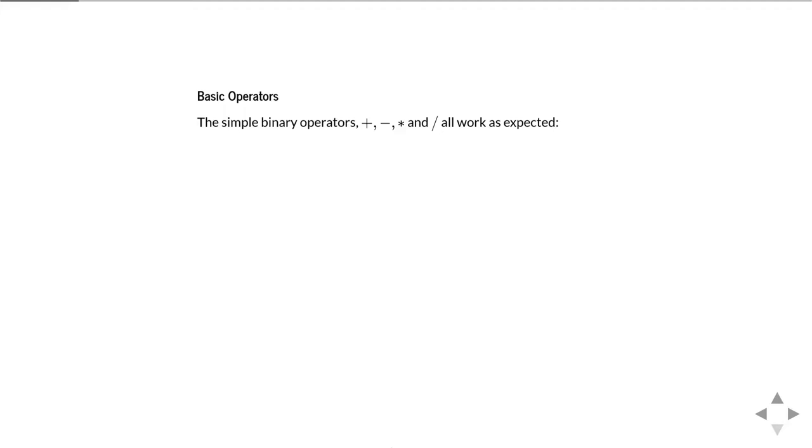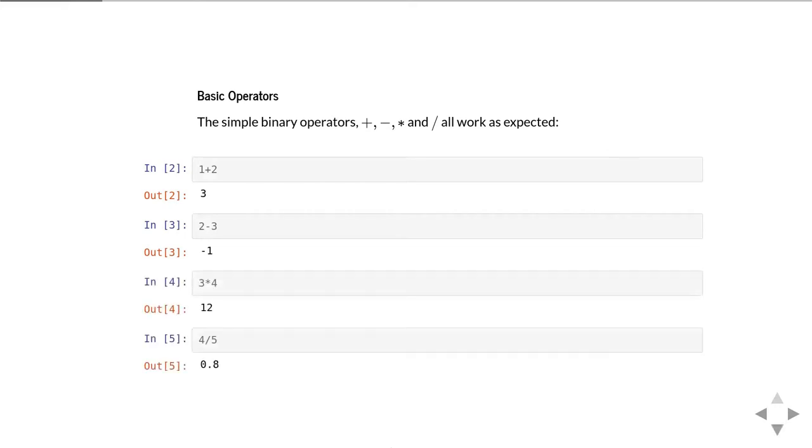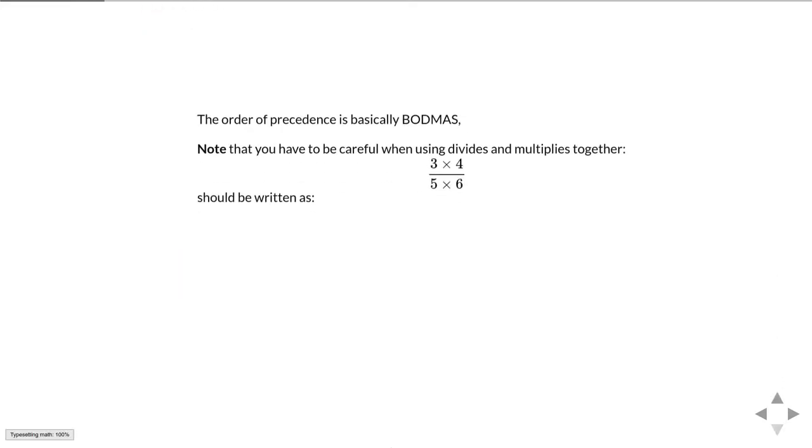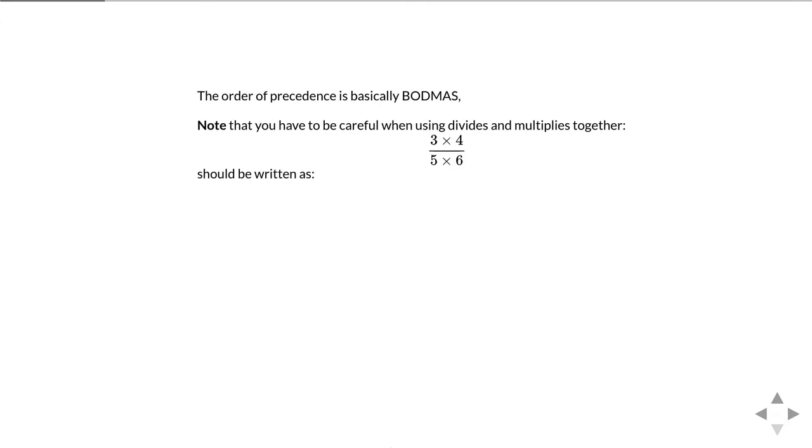And then the basic operators, minus, plus, multiply, divide, and so on, all work as you'd expect. You can just run through trivial sums and show that they do everything you'd expect. There's one thing you need to be a little bit careful of. The overall execution order of the operators is the same BODMAS that you'll have learned at GCSE. But you do have to be a bit careful when you've got a sum that does, say, 3 times 4 over 5 times 6 in this case, where you have a denominator that is itself a multiplication.